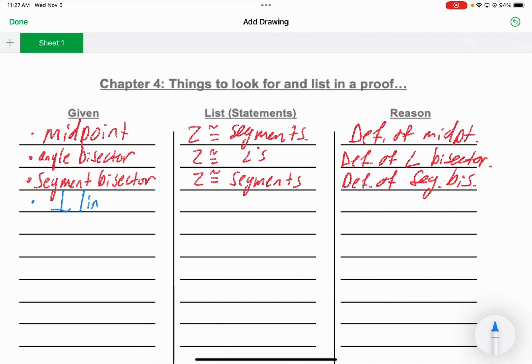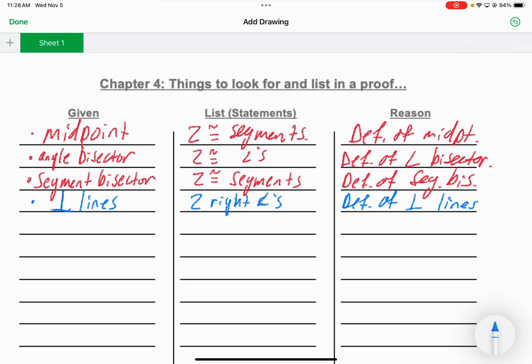Perpendicular lines, okay? One line is perpendicular to another line. What can you get from that if you know two lines are perpendicular? Two right angles, okay? So I'm going to state two right angles. And then what's my reason? Definition of perpendicular lines. Notice I don't state that the angles are congruent, okay? Instead, I state that I have two right angles.